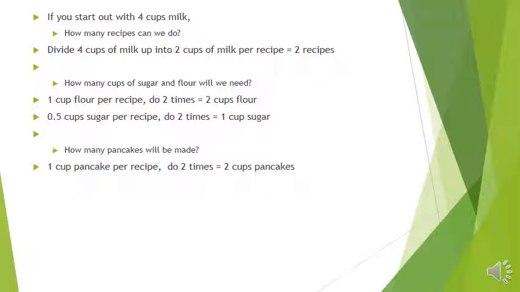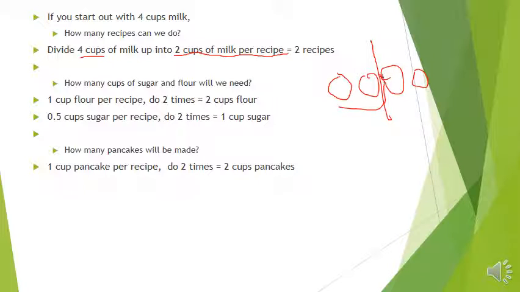Now let's go the other way. Suppose you have 4 cups of milk, using the same recipe. How many recipes can we do? Well, each recipe needs 2 cups of milk. So what you can do is divide the 4 cups by 2 cups per recipe. You can think of it as if you have 4 cups, and every time you make a recipe you need 2 cups. So you just divide by 2, and you get 2 recipes. Hopefully that makes sense.